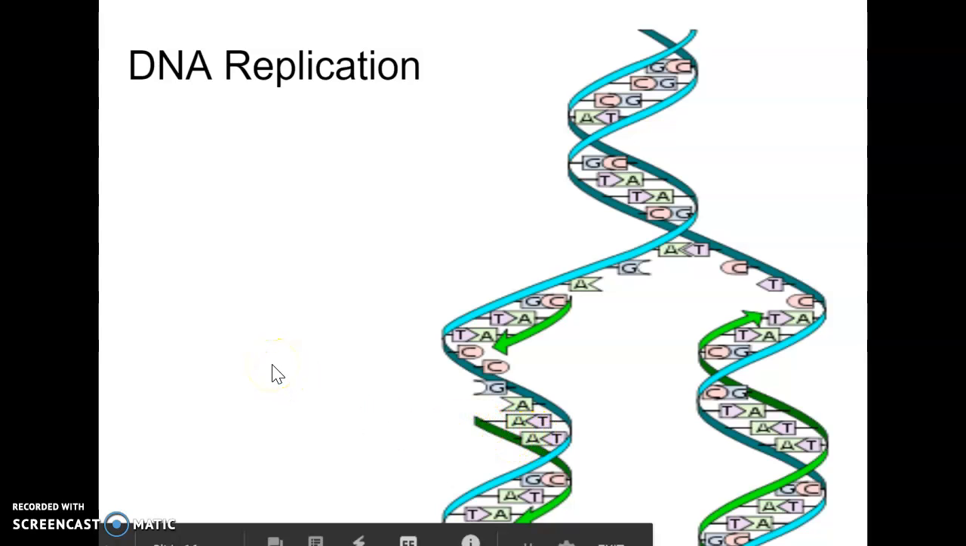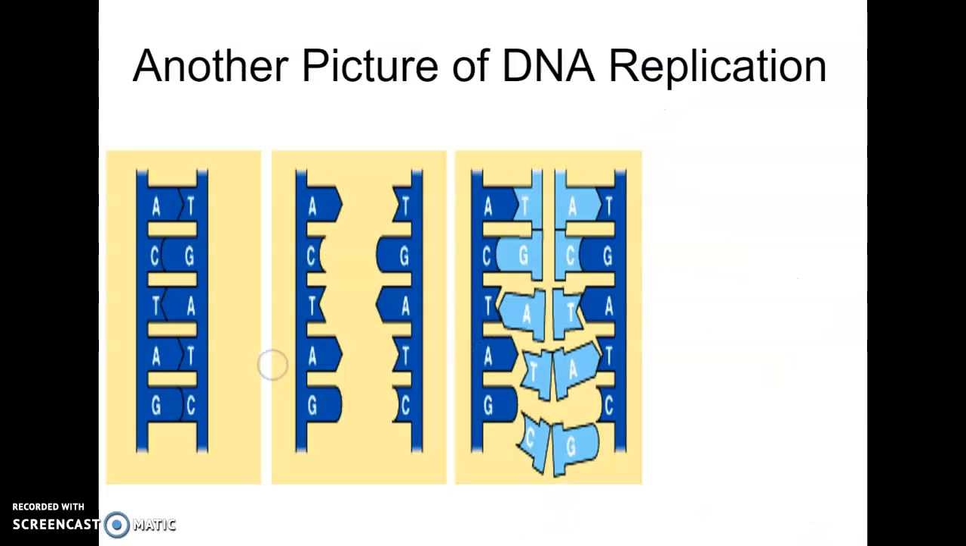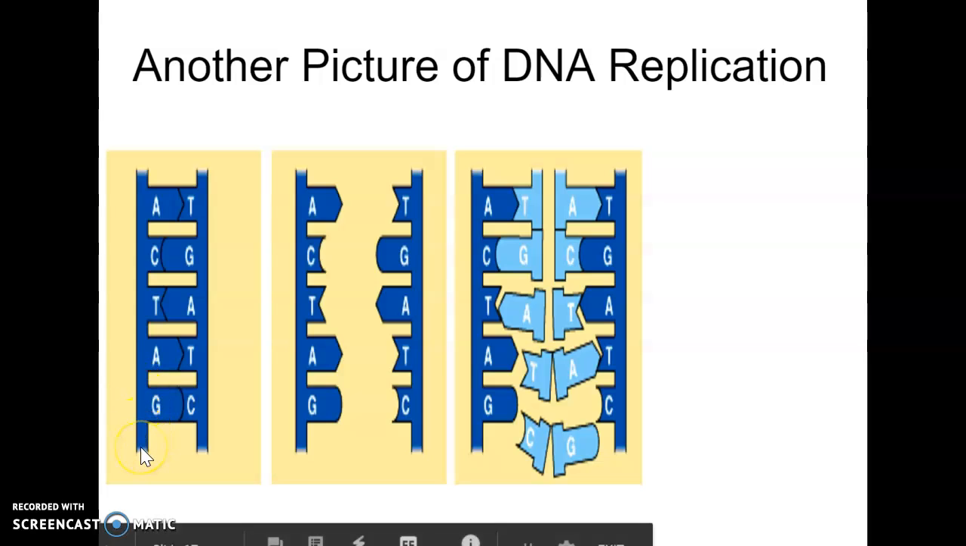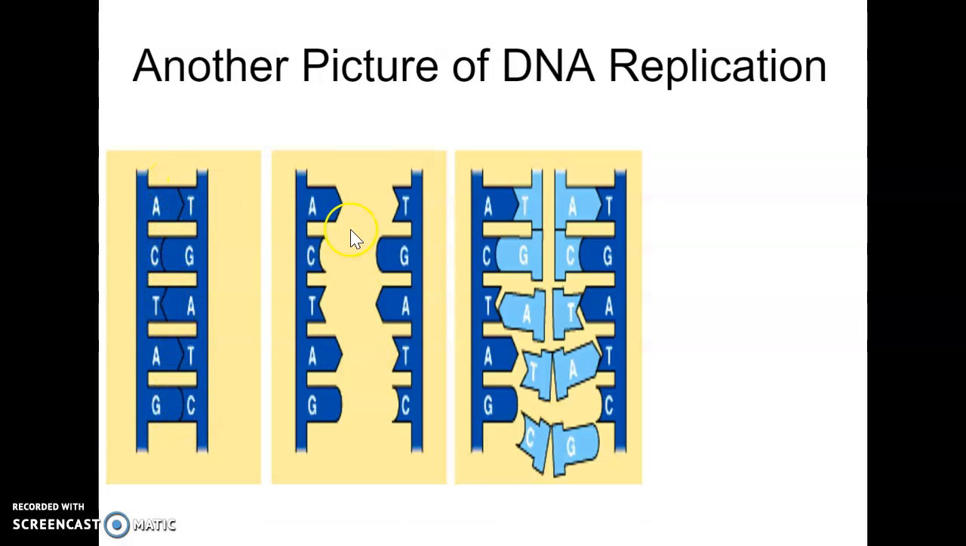And here's another picture. This was our ladder. These are our rungs. That's the sugar, phosphate, sugar, phosphate, sugar, phosphate, and those are held together by covalent bonds, stronger covalent bonds. And then here are our bases and our rungs, our A's to T's, our C's to G's, T to A, A to T, G to C. And these are held together by those weak hydrogen bonds, which is really important because then the DNA helicase can come in and unzip it.